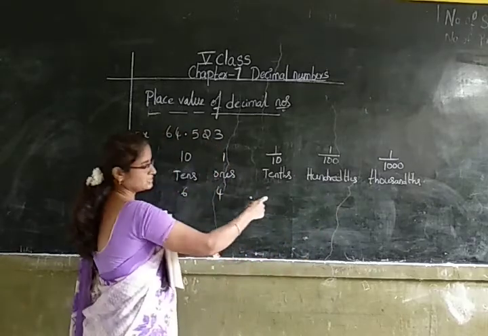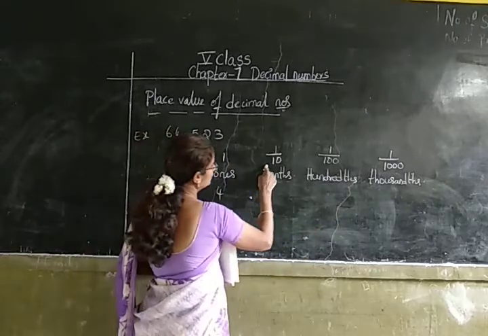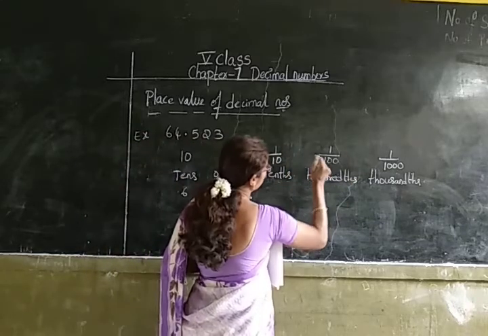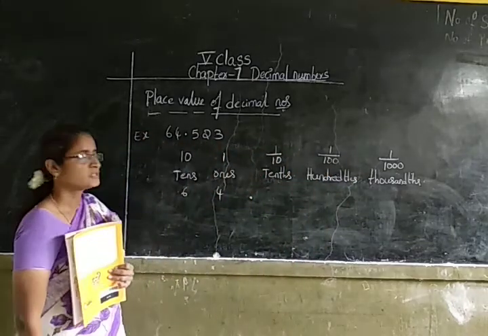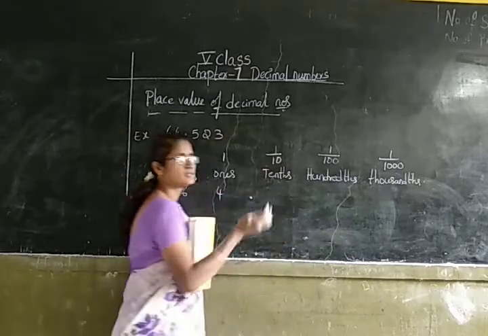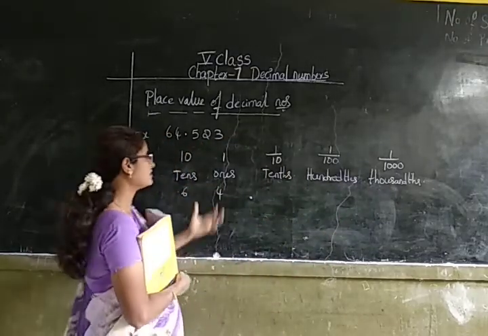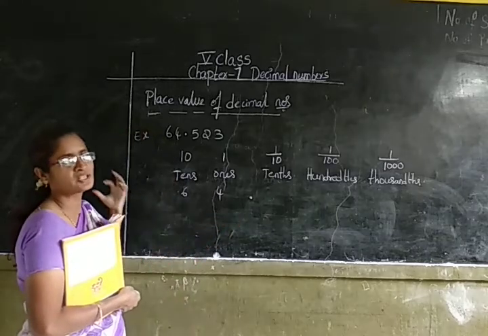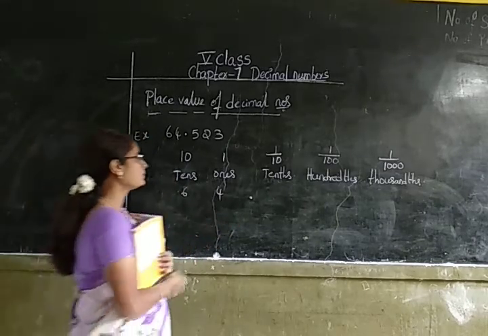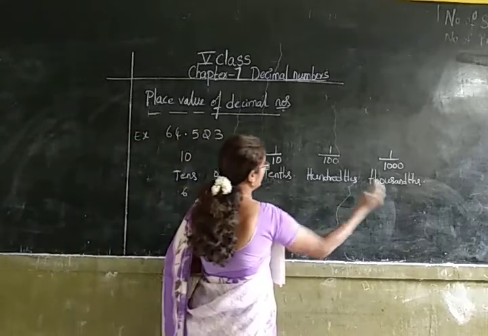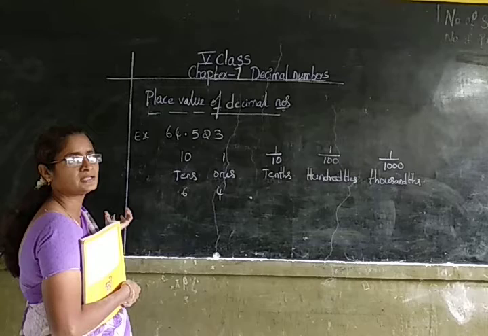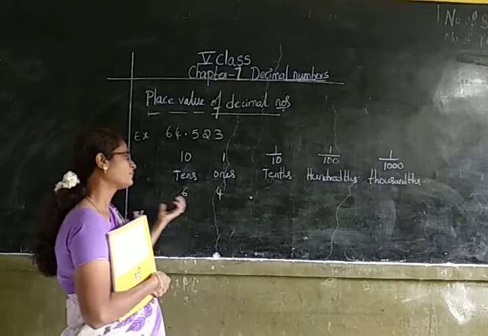Here also the values are decreasing. 1 by 10 is smaller, 1 by 100 is smaller than 1 by 10, 1 by 1000 is even smaller than 1 by 100. Okay children, so as we move to the right side of the place value chart, the values decrease, and as we move to the left side, the place values increase. The place value decreases 10 times as we move to the right side, and increases 10 times as we move to the left side.